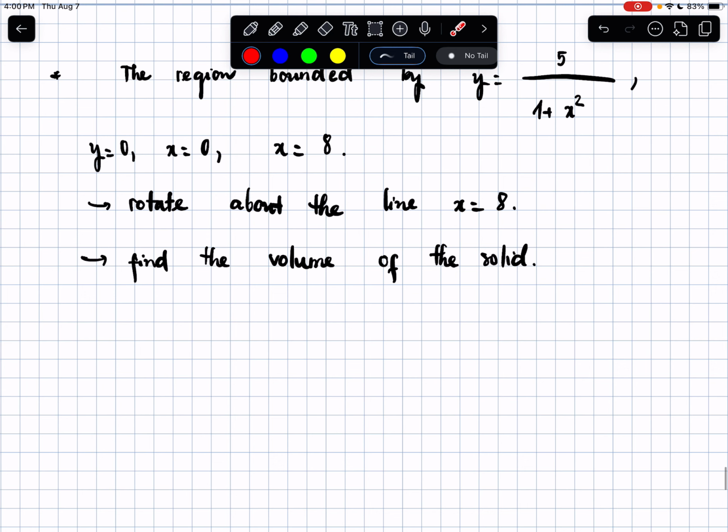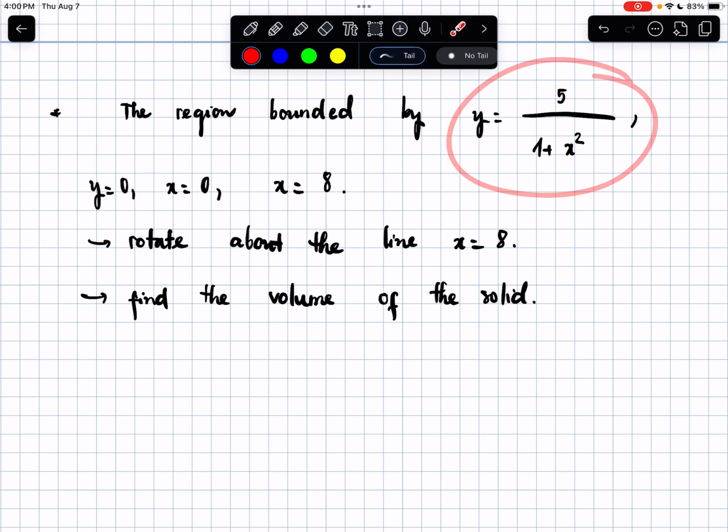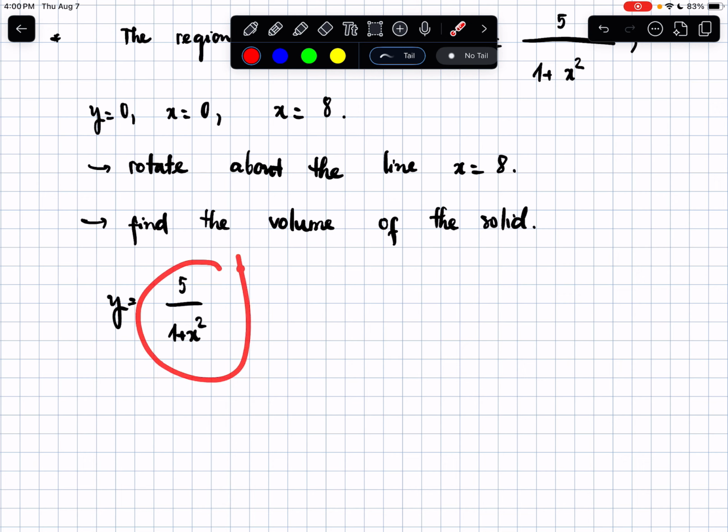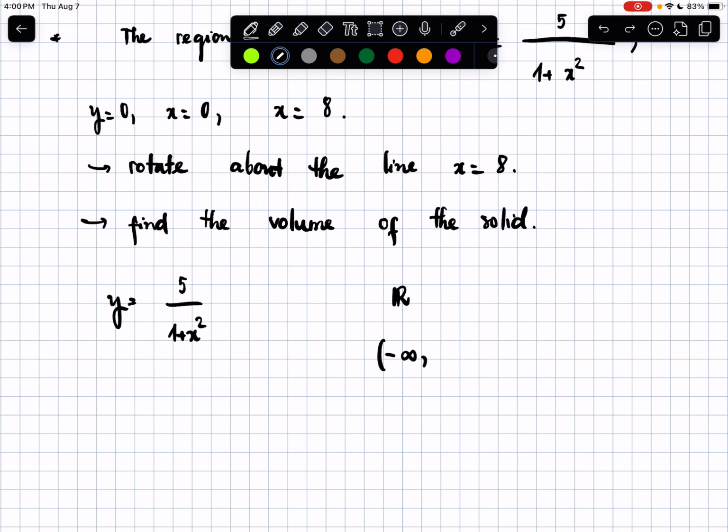So let's look at the first curve, y equals 5 divided by 1 plus x squared. This is a rational function. The first remark is that this function is well defined on the whole domain R. For any value from minus infinity to plus infinity, the function is well defined. The denominator is always non-zero.